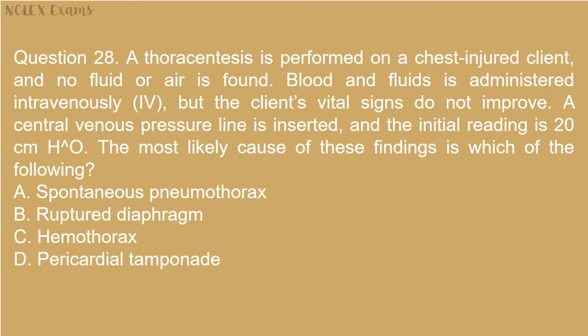Question 28. A thoracentesis is performed on a chest-injured client, and no fluid or air is found. Blood and fluids are administered intravenously but the client's vital signs do not improve. A central venous pressure line is inserted, and the initial reading is 20 centimeters H2O. The most likely cause of these findings is which of the following? A. Spontaneous pneumothorax. B. Ruptured diaphragm. C. Hemothorax. D. Pericardial tamponade.